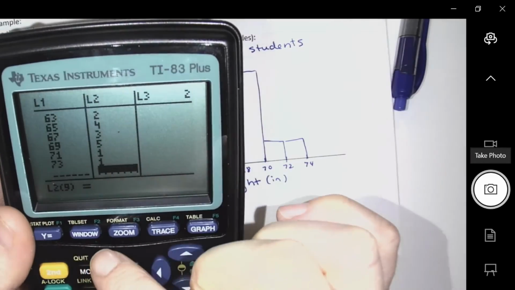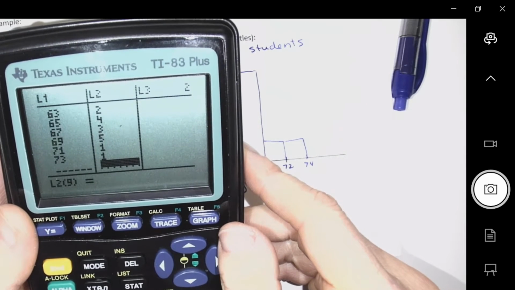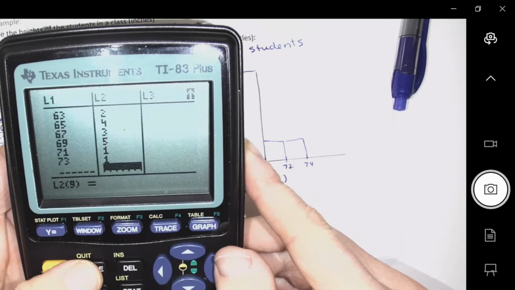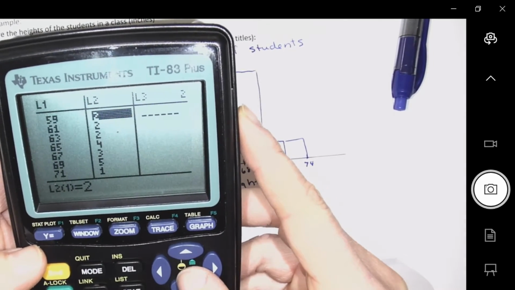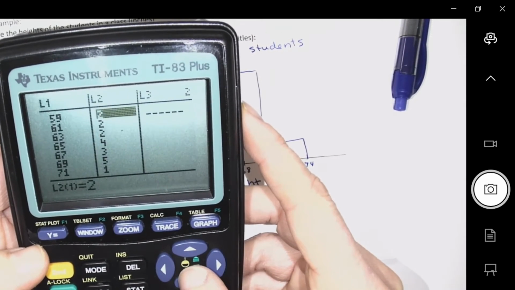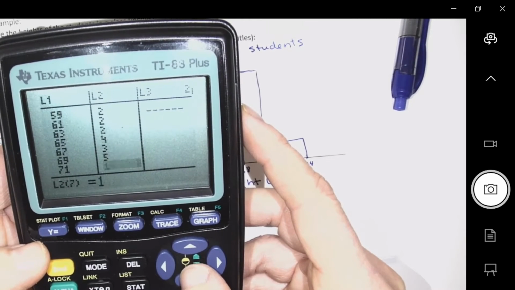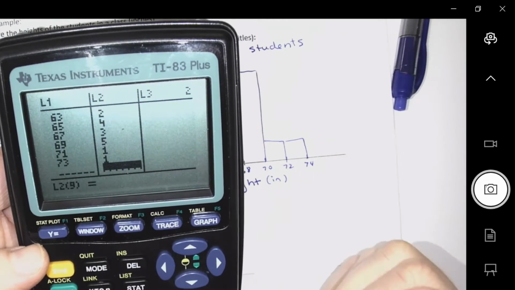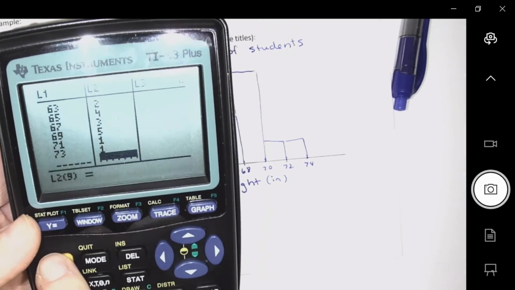Okay, so L1 was all the midpoints. L2 is all the frequencies. We're good with how I typed that in? By the way, when you get to the bottom, you better have it lined up, right? These lists better be lined up. If one list is longer than the other, it means you've typed in something wrong. Okay, get out of there.